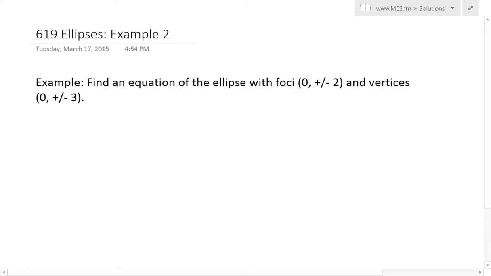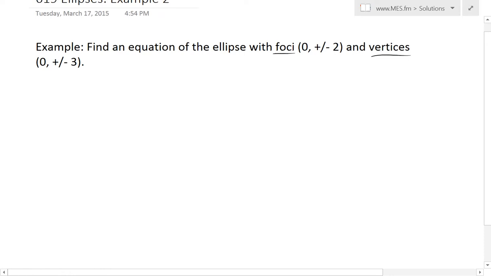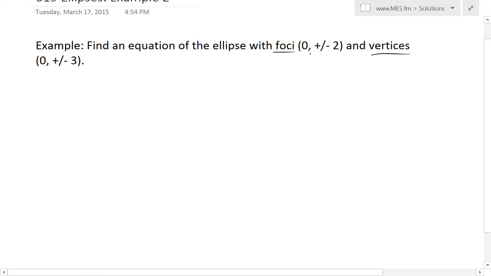So make sure to watch my earlier videos to get a better idea what foci is, which is just the focus points of an ellipse, and vertices are basically the points on the far end points of an ellipse that are on the same line where the foci are on. Now in this case, as you can see, these are on the y-axis.